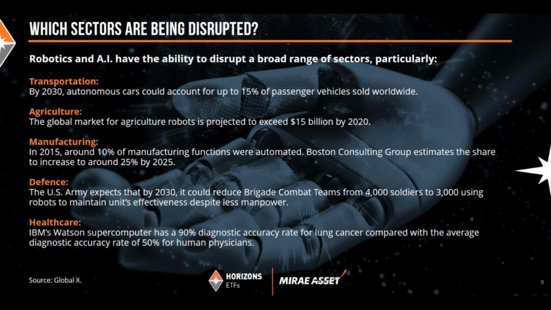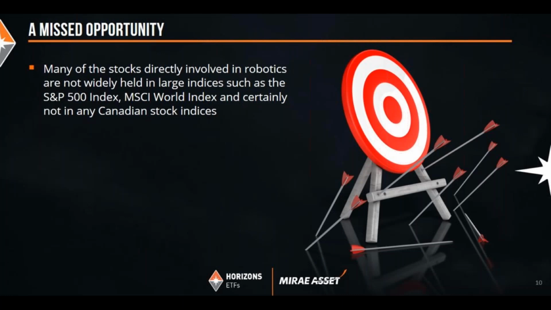And then the one that makes me feel good, and I think the one really where we're going to see massive changes going forward, is in healthcare, especially on the diagnostic side. We look here, for example, IBM's Watson supercomputer has a 90% diagnostic accuracy rate for lung cancer compared with the diagnostic accuracy rate for human physicians, right? This saves lives. So really, really powerful stuff.